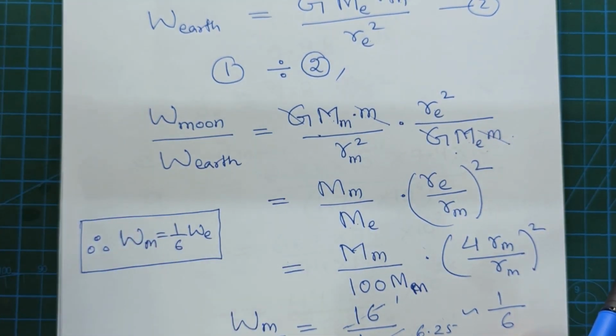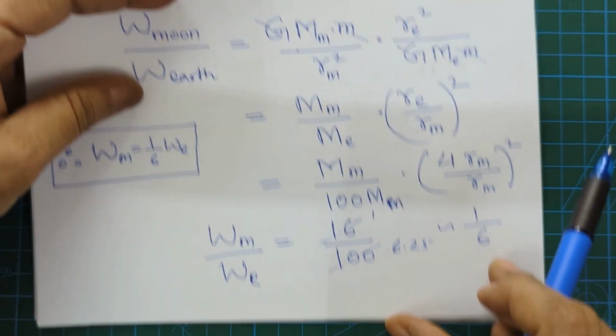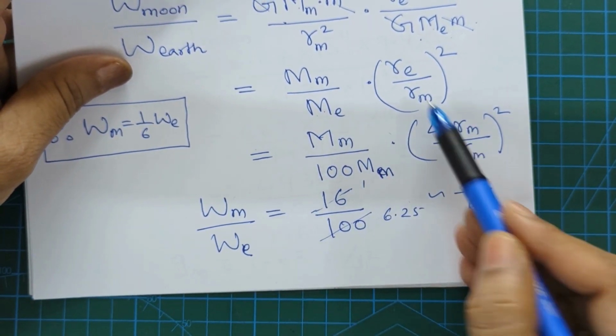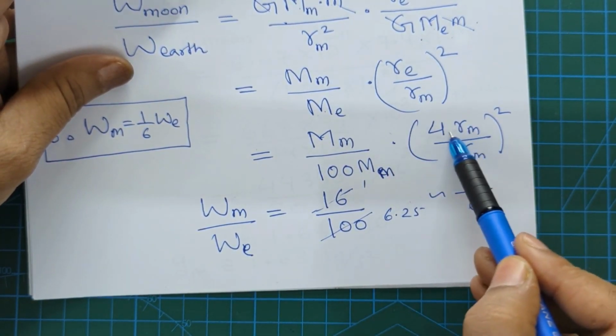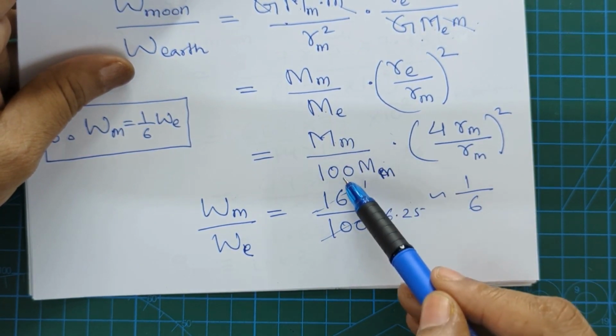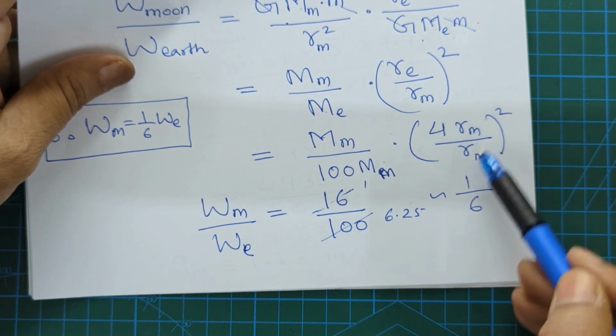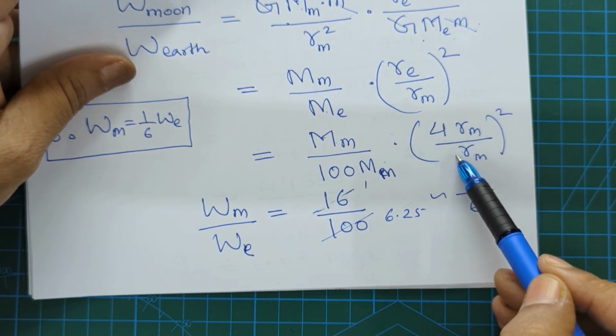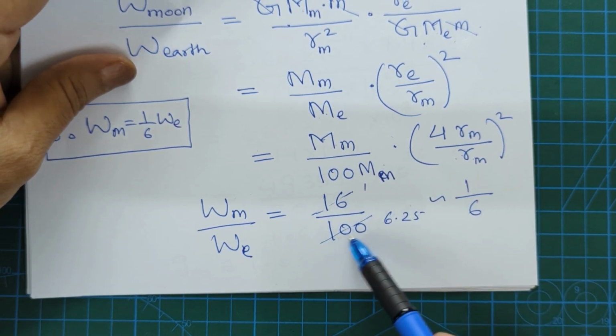And here we will substitute that value: the mass of earth is 100 times the mass of moon, and the radius of earth is 4 times the radius of moon. So these two cancel, these two cancel. Here we get 1 by 100, and here we will get 4 square by 1, meaning 16 by 1. So 16 by 1 into 1 by 100 is 16 by 100.